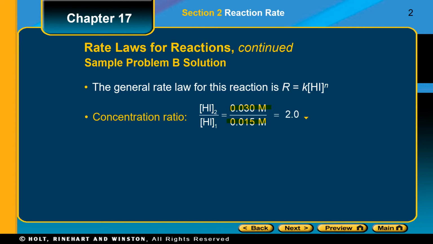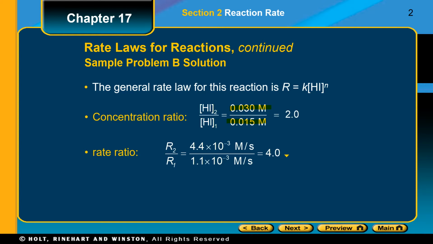So from your data table, you'll notice that both 2 and 3 could have been used here, but they chose 2 and 1. And we notice that the concentration of experiment 2 was twice as much as the concentration in experiment 1. So this is our concentration ratio right here, and it gives us a value of 2. In other words, it says that the concentration has doubled.